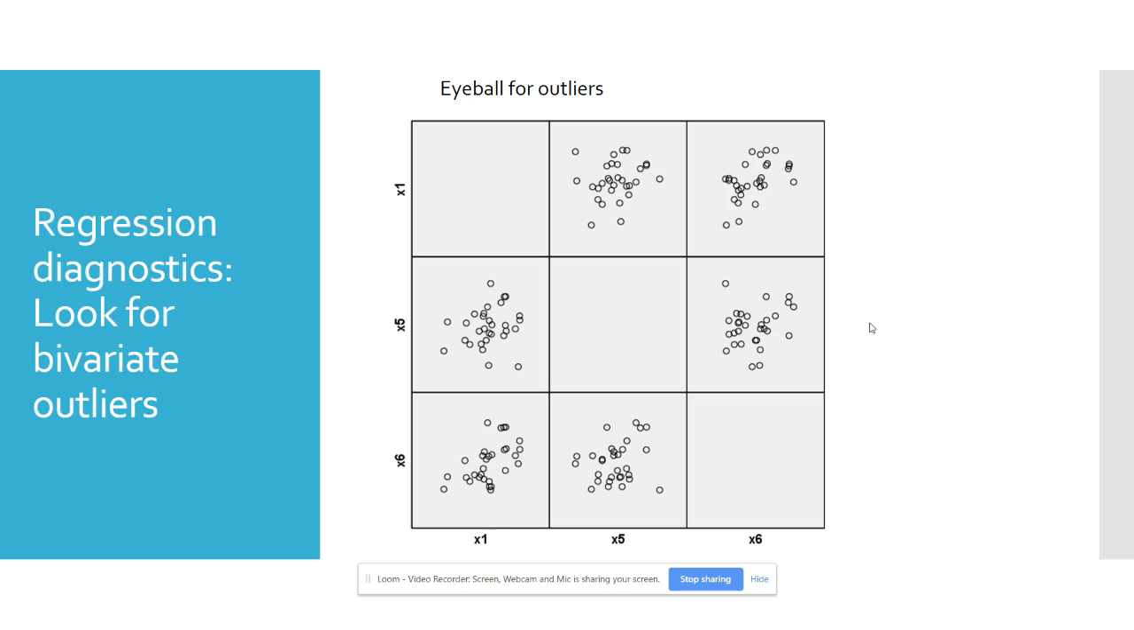So there are many assumptions underlying regression, and before looking at the results, we need to check to see if those assumptions are met. The first diagnostic I ran was checking for bivariate outliers. So this is just an eyeball test. By looking at the scatter plot matrices, I don't see any glaringly obvious outliers.